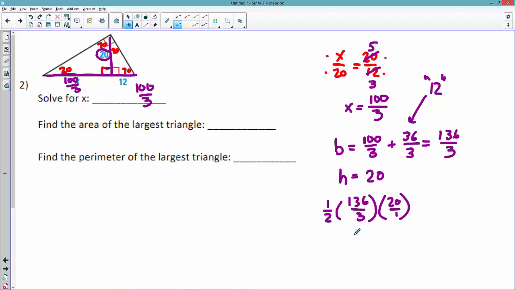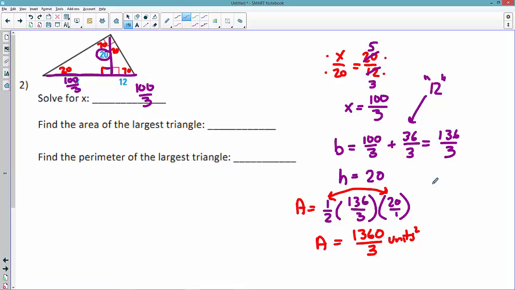Okay, same thing as before. You can reduce. You don't have to. I'm going to multiply the 1/2 times the 20. That's the easiest way to do this. Okay, and that's going to give me 10. And then I'm going to multiply the 10 times this. When I do, I get 1360 over 3, which is the area. And I'm going to write units squared. And you don't have to reduce this. It's okay. I told you on tests and quizzes you can leave it in proper fractions.